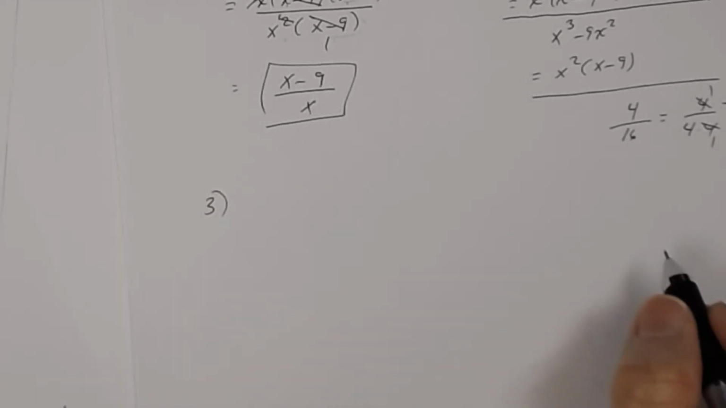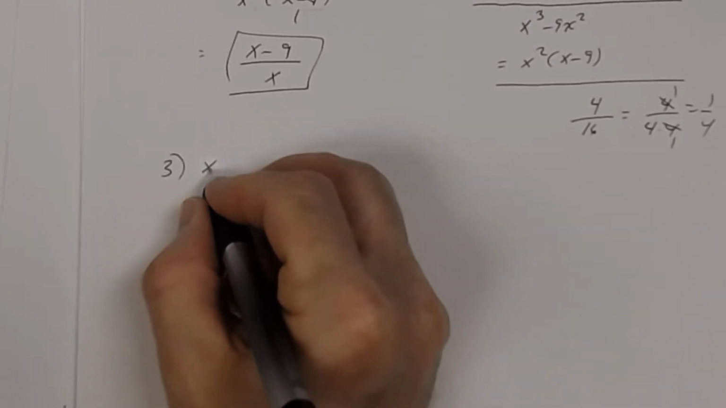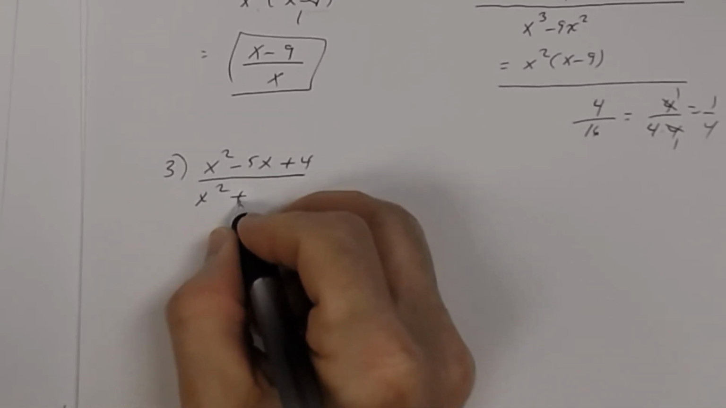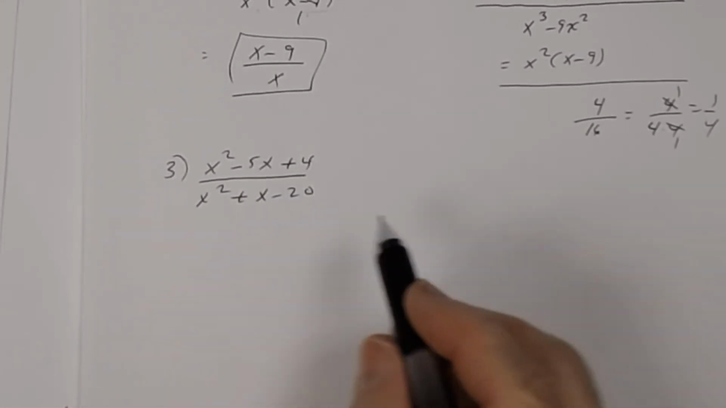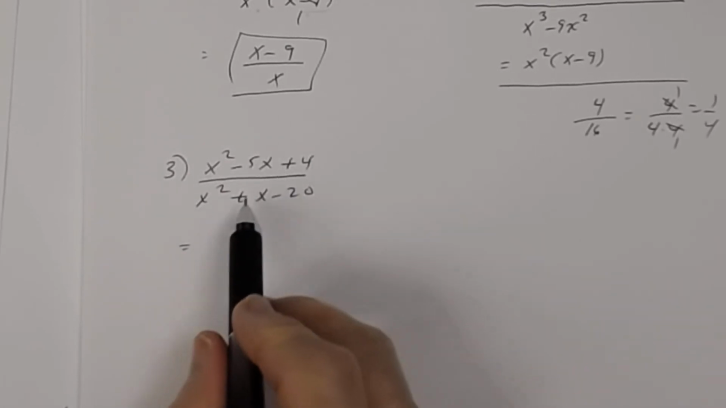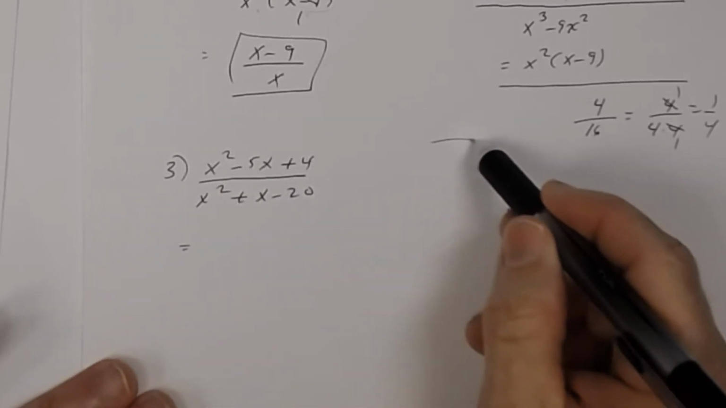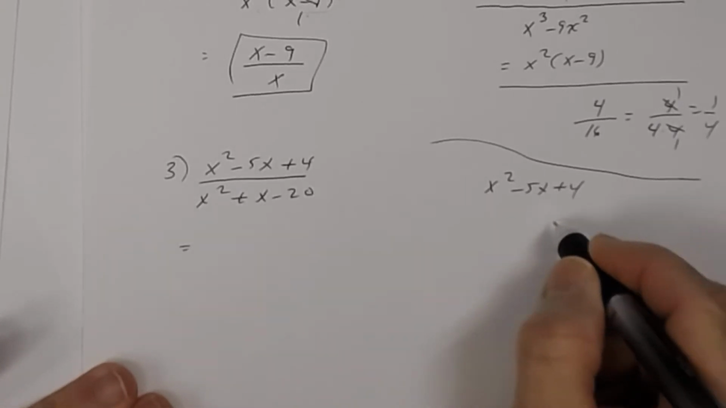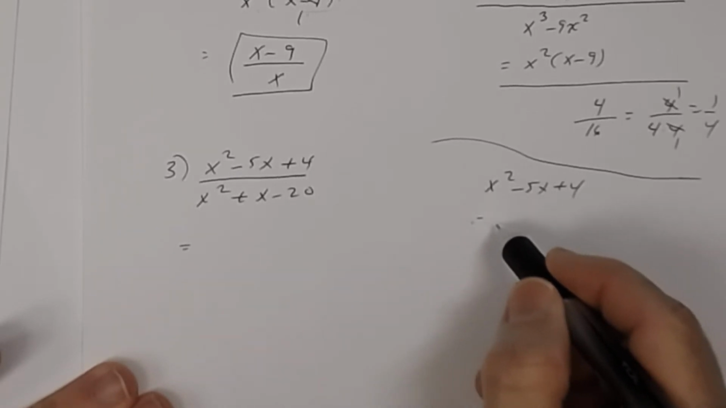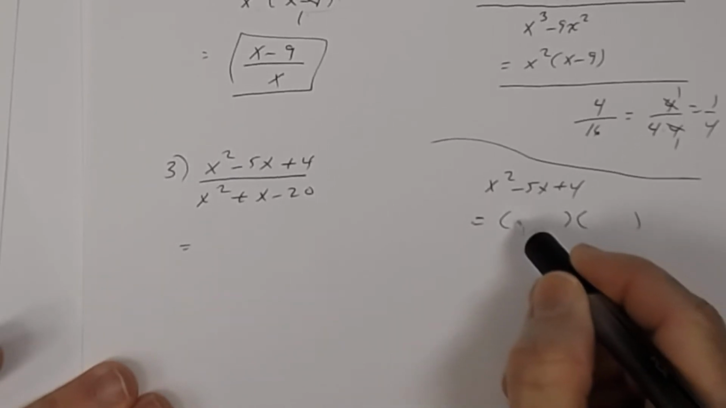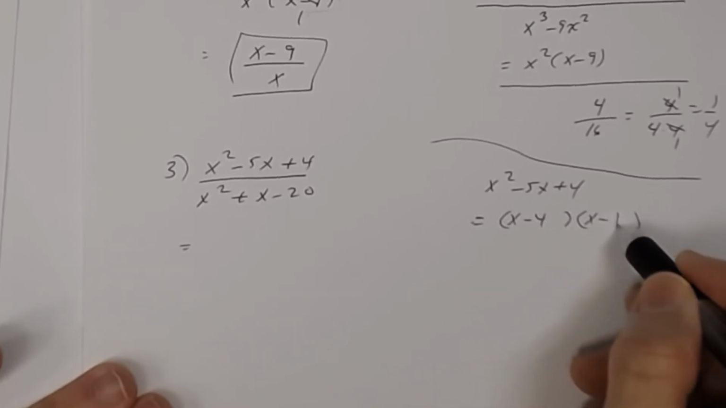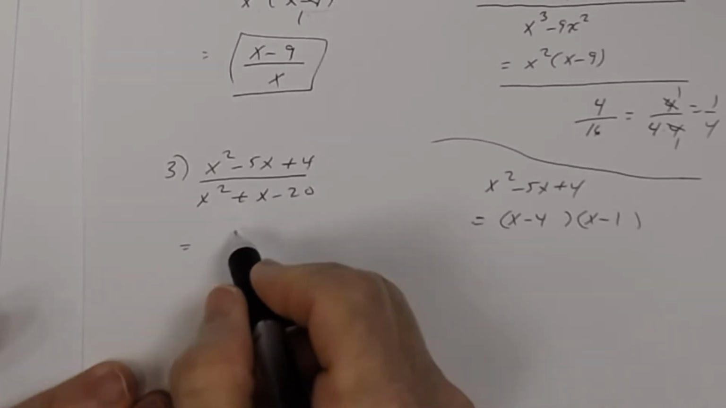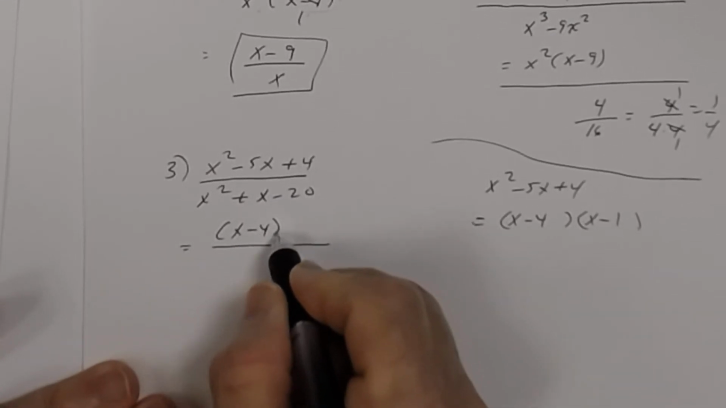Number 3, we have x squared minus 5x plus 4 divided by x squared plus x minus 20. So again, you want to factor the numerator and factor the denominator. If you go off to the side and do the work for factoring x squared minus 5x plus 4, notice the GCF is 1 here, so I'm going to go directly to the two binomials. What's going to work will be x minus 4, x minus 1. So this trinomial factors into this. I'm going to put that in the numerator. So I get x minus 4 times x minus 1.